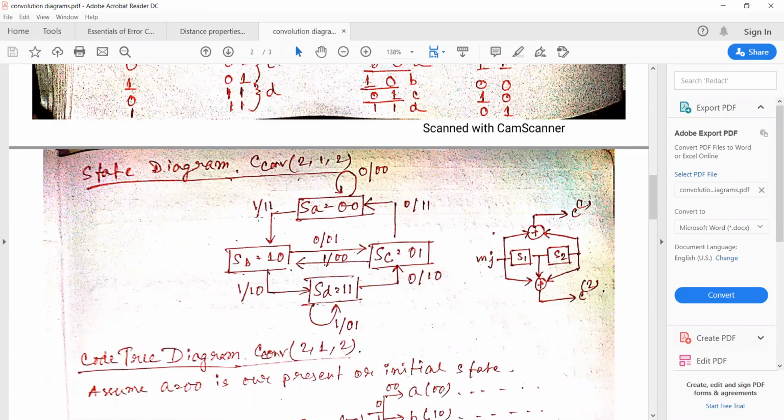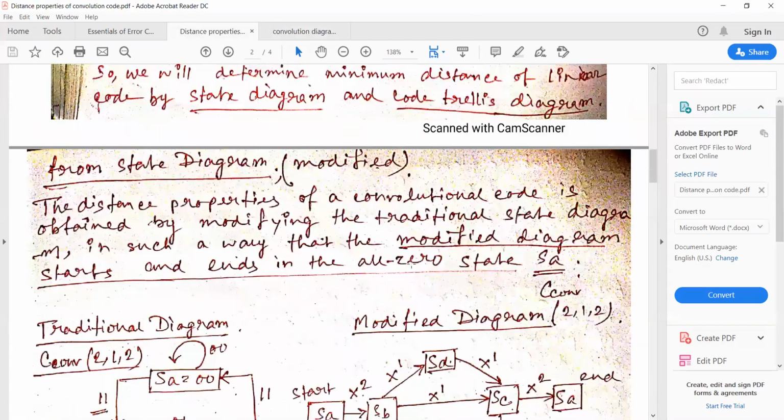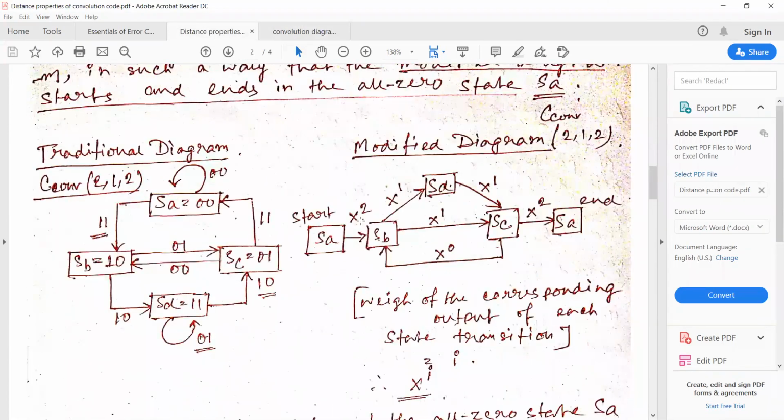Then you have to consider the weight of these outputs. The weight of the output is to be written at the power position of x. Like when I'm considering SA to SB, the output is 1 1, so the weight is 2. So that's why this is written x to the power 2. When I'm considering SB to SD, it is 1 0, so the weight of 1 0 is 1, so that's why this is x to the power 1.